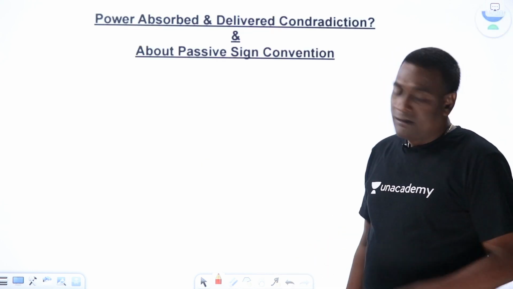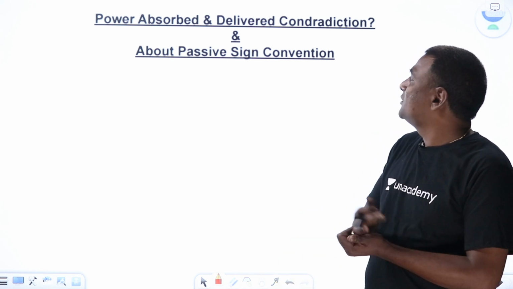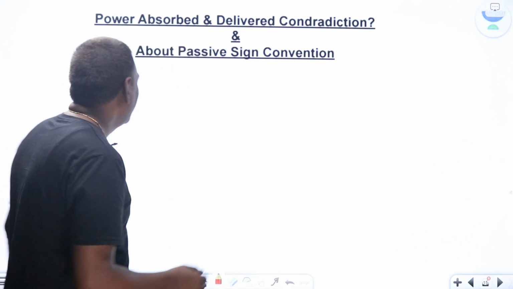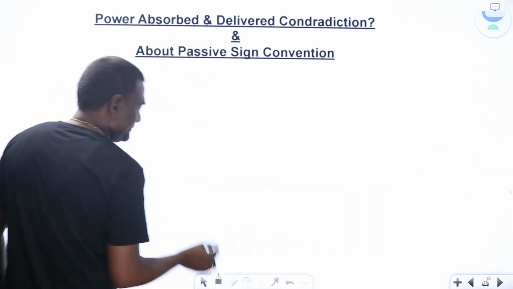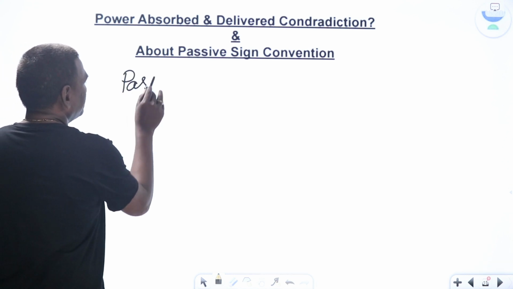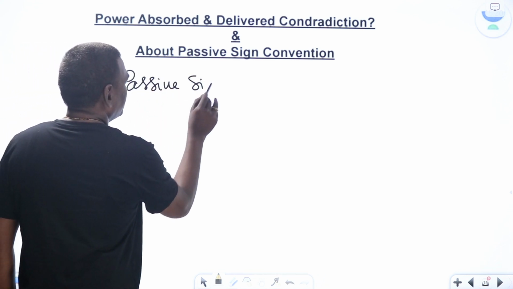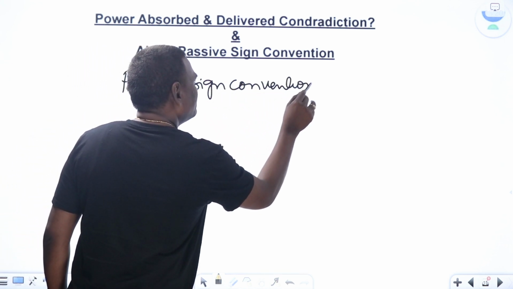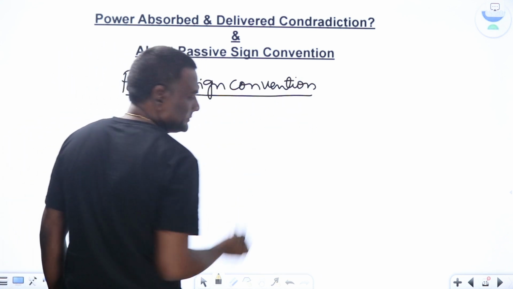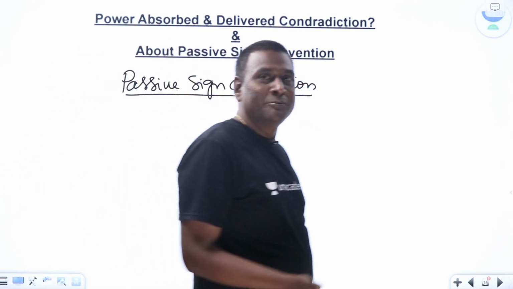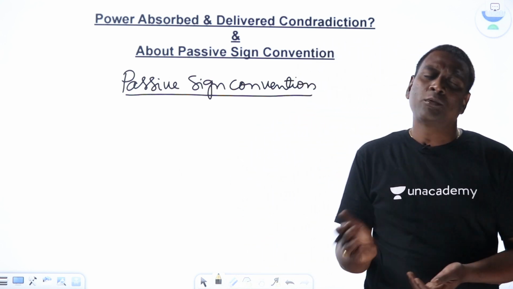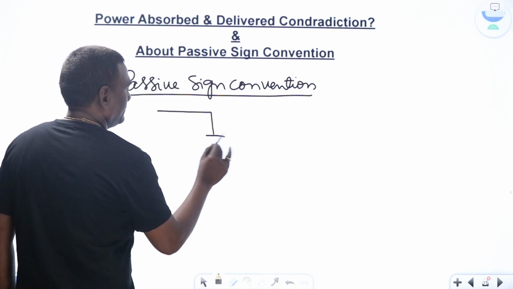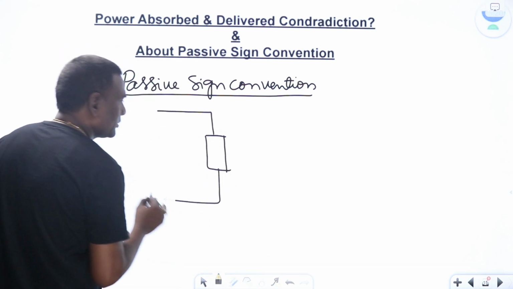Now, let us see the power absorbed and delivered concepts and how it is opposing the passive sign convention. You will understand because everything is nature only. If you connect our electrical field with our gravitational field, easily we can understand. Then the problem will be resolved. Now, about the passive sign convention and the contradiction, we are going to discuss.